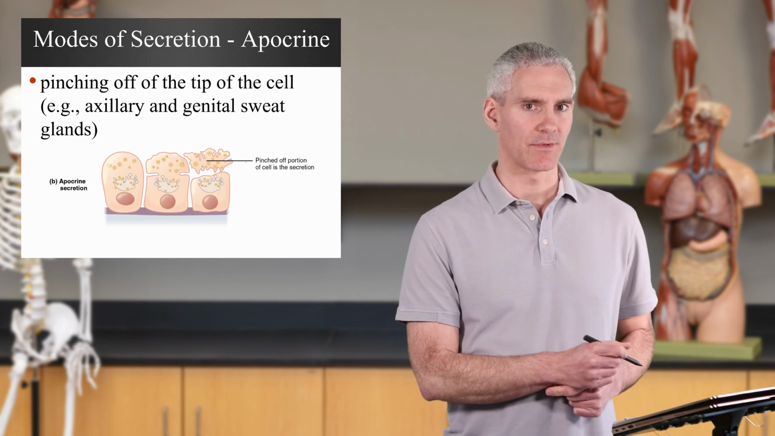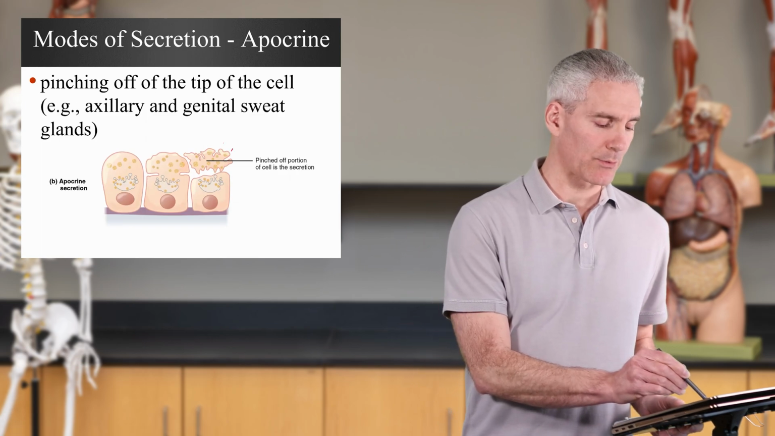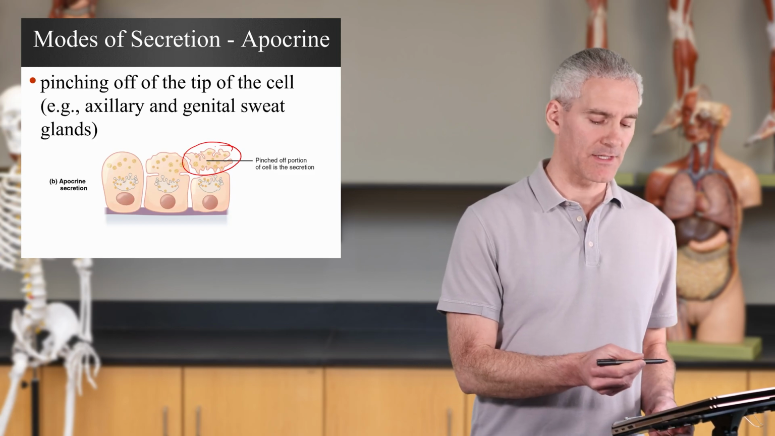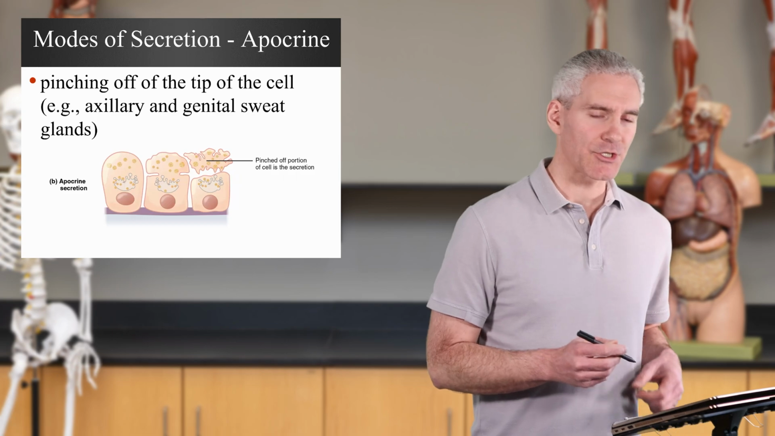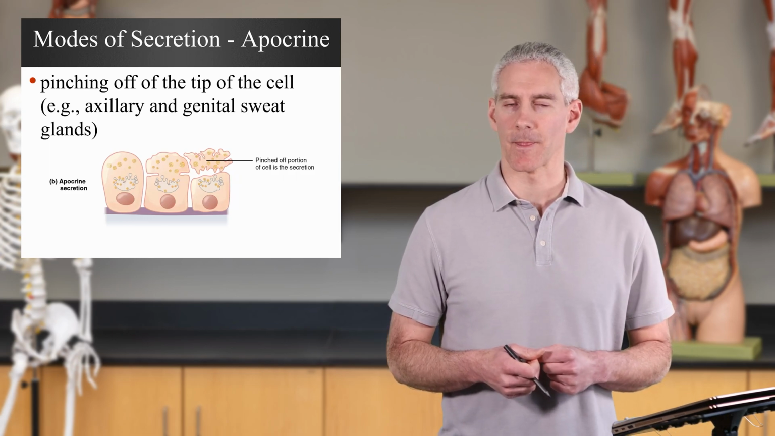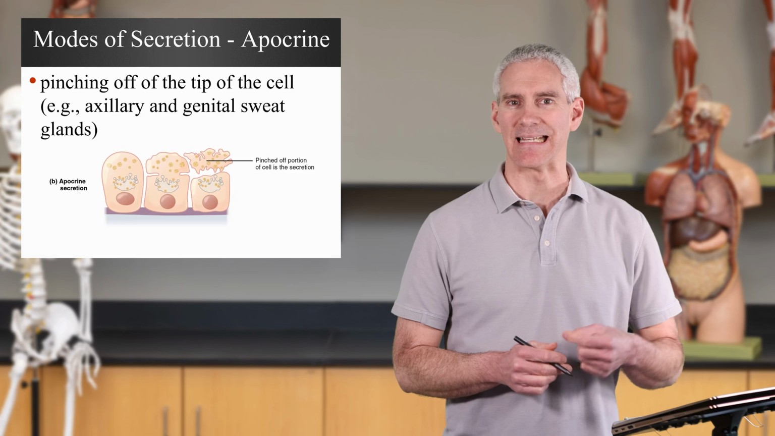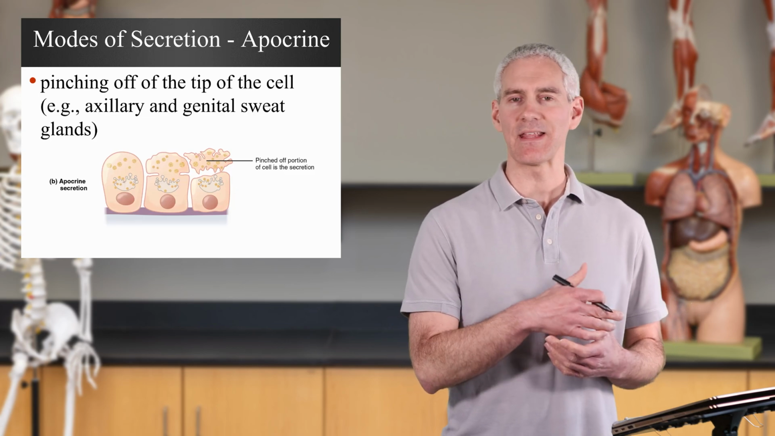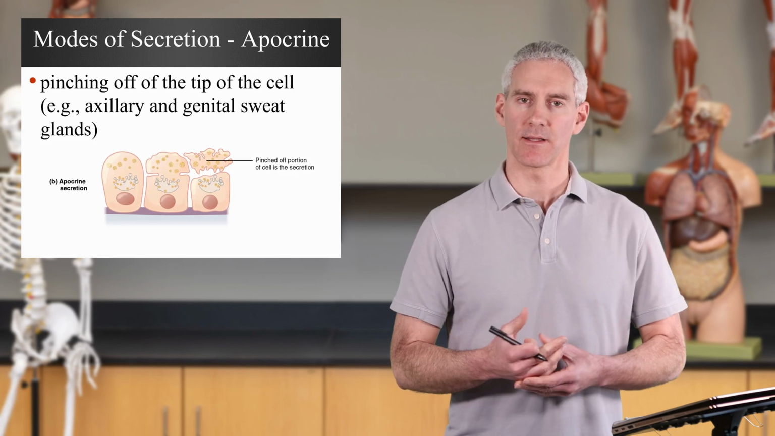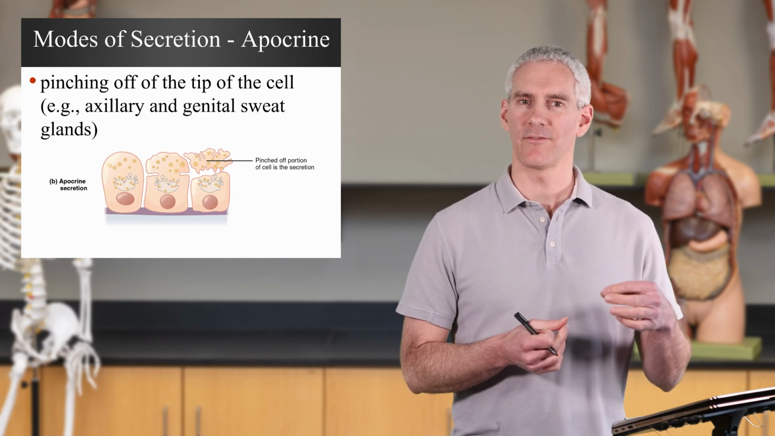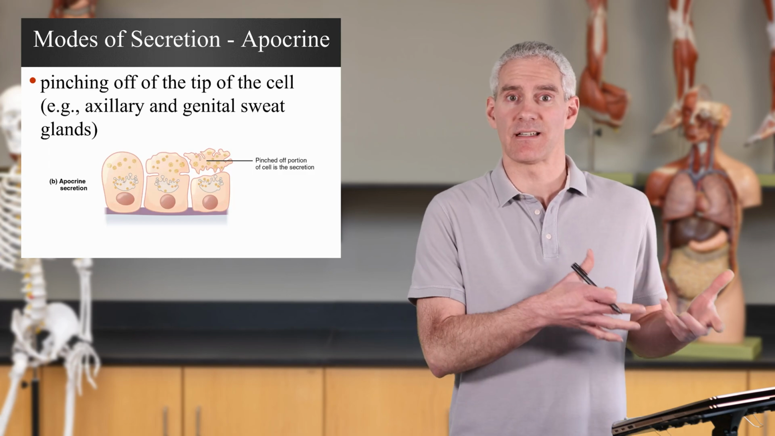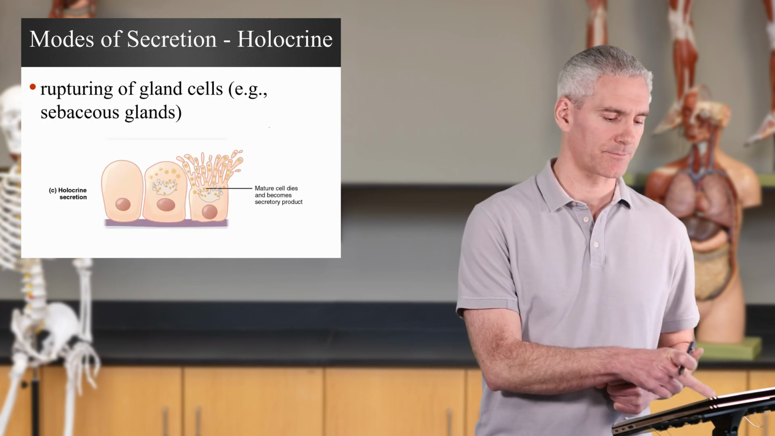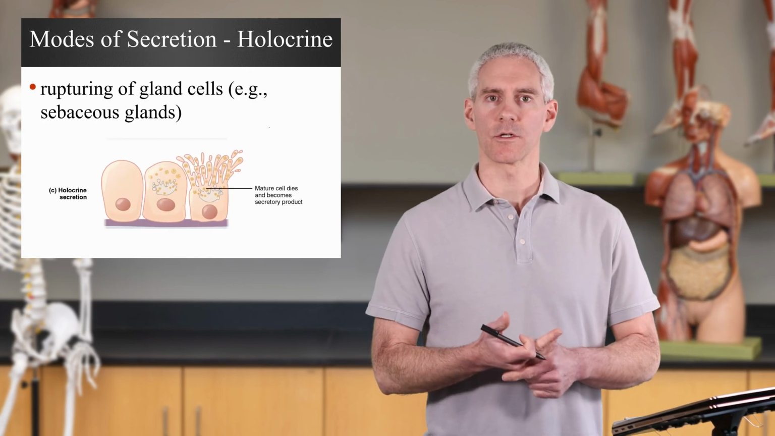Apocrine is a little different. Notice how apocrine actually breaks off a whole chunk of the cell. By breaking off this chunk of the cell, it's actually releasing a portion of itself. The secretion for apocrine is a piece of the actual cell. You'll find this in the axillary and the genital sweat glands. Forms a little more of a viscous solution in this case because you have more of a solid component to it. It's a little bit thicker of a sweat. Apocrine.